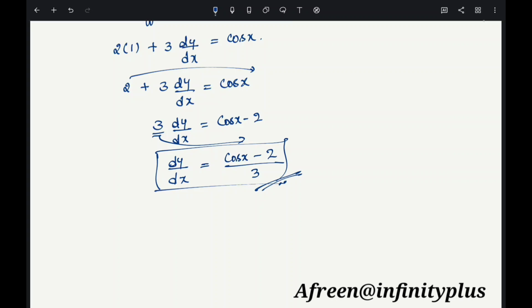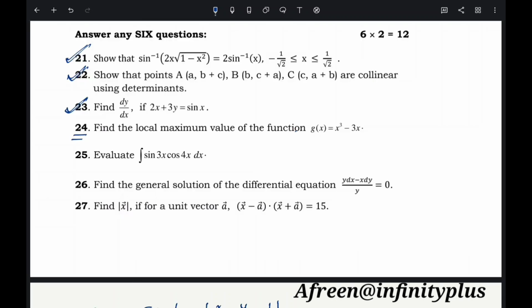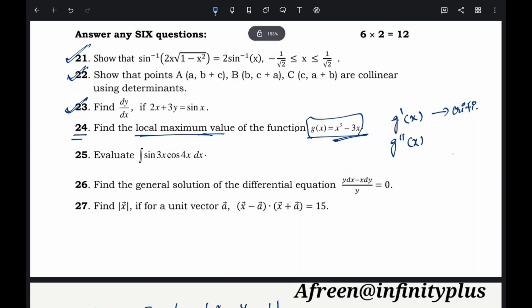So let's move ahead with the next question. Next, the 24th question: find the local maximum value for the function. They have given the function as g of x is equal to x cube minus 3x. So how to find local maximum? First we have to find g dash of x and find the critical points. After finding the critical points, you have to find g double dash of x and substitute the critical points in order to find whether it is a local maximum or local minimum, based on the condition of local maximum or minimum. So let's move on to the solution.